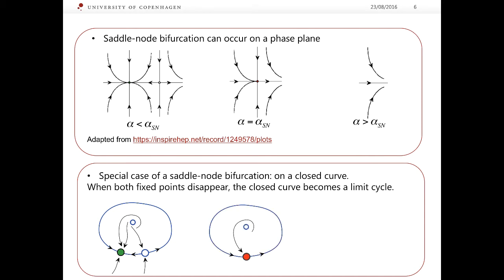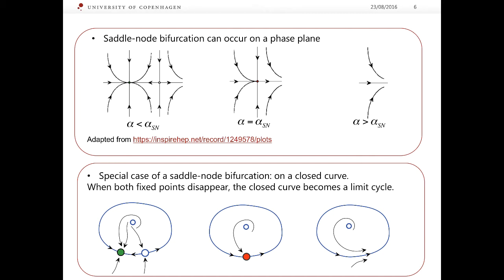When the parameter value takes its bifurcation value, the 2 points collide and disappear, and after the bifurcation, there are no fixed points any longer on this closed curve, and the closed curve becomes a limit cycle, which is an attractor. So what happens to the behavior of the dynamical system as a result of this bifurcation?